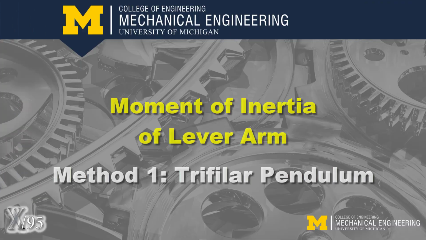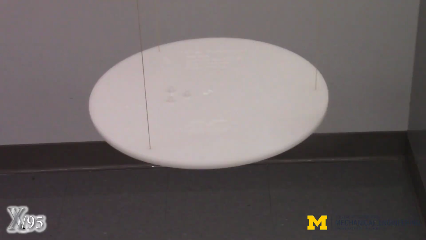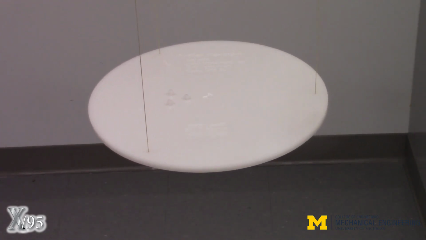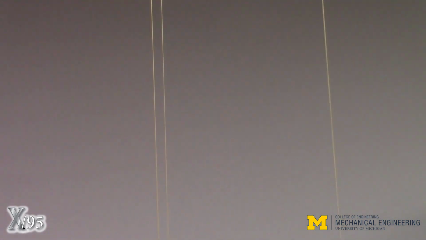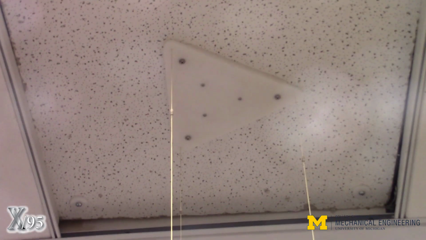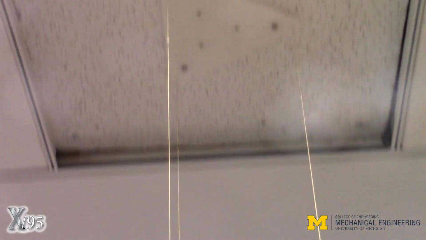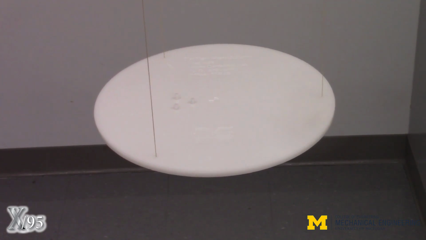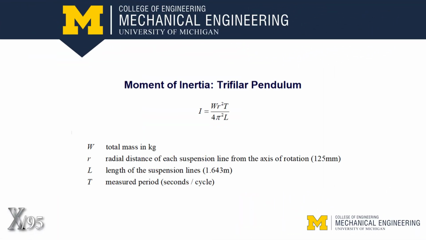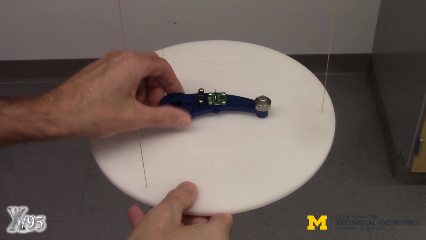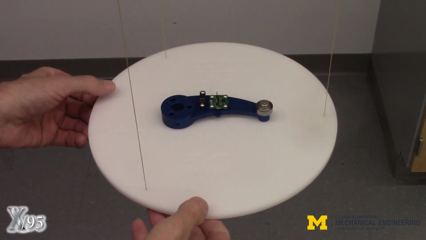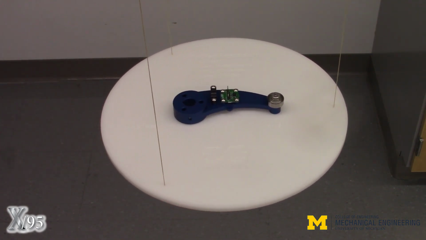The trifilar pendulum enables the moment of inertia of the lever arm to be experimentally determined. A circular platter is suspended from the ceiling by 3 Kevlar lines of string. The length and radial distance of the 3 suspension lines, along with the mass of the platter, are known. The moment of inertia about the center of mass is calculated using the provided equation. Place the cam follower or lever arm on the platter using the provided dowel pins to locate and align the center of mass with the platter.